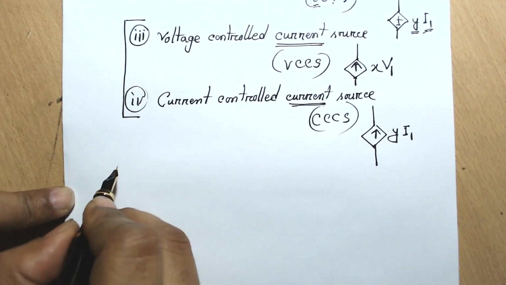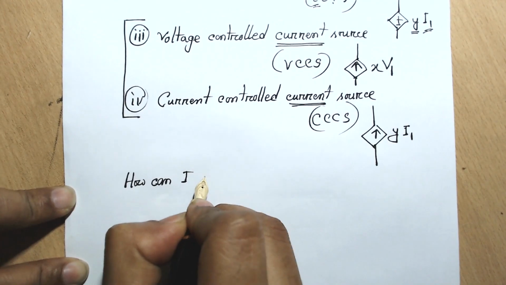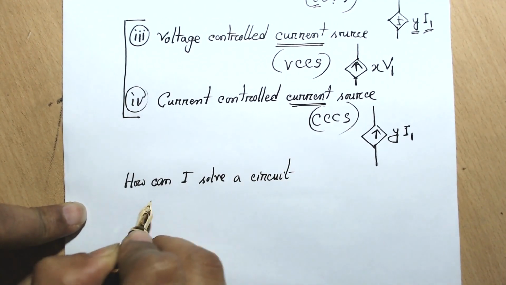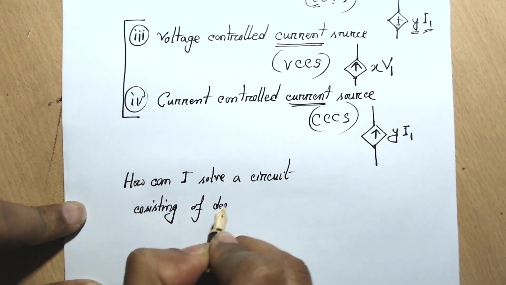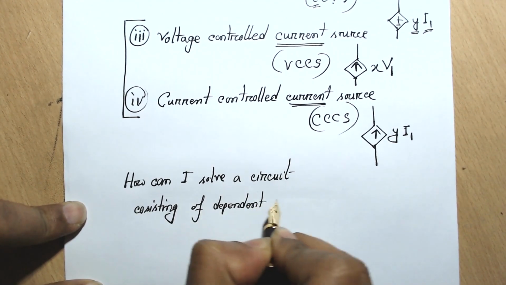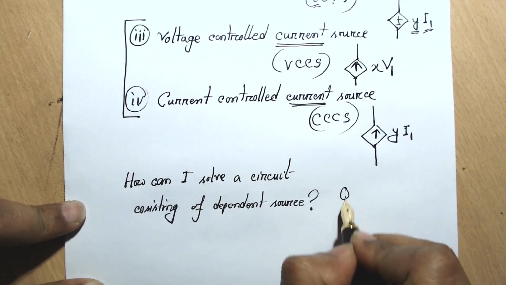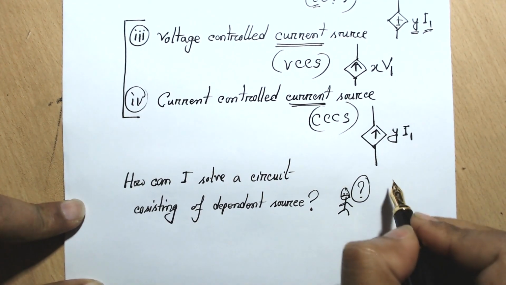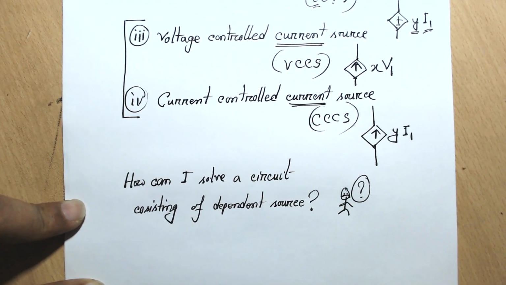Now you may wonder, how can I solve a circuit consisting of a dependent source? If we want to answer this question, that means if we're thinking that there may be some new formulas or maybe some new rules, I would like to tell you that there are actually no new rules to solve this type of circuits.